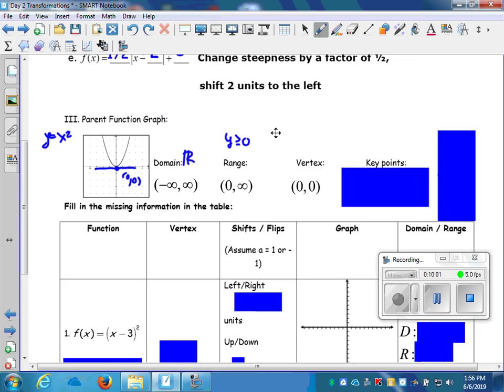That is 0, 0. And key points, I've got two things here. I have a table on the right, and I wanted to list the axis of symmetry. Now, the axis of symmetry is that line where you have a reflection running from left to right. So I'm going to go ahead and put in my axis of symmetry, which is a dotted vertical line.